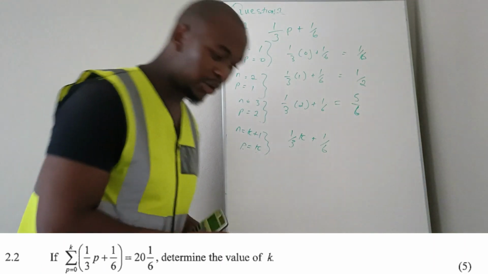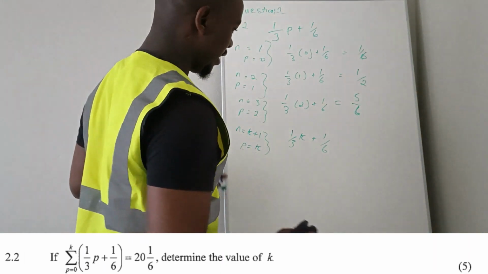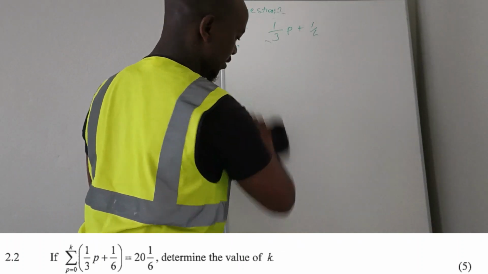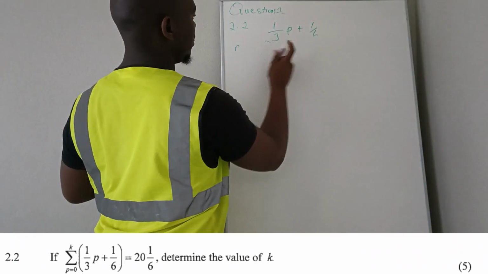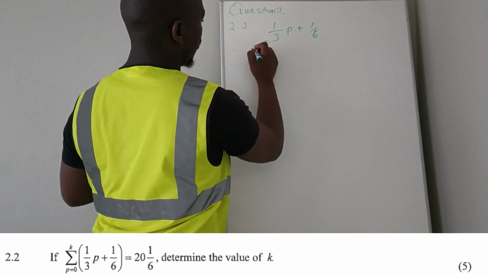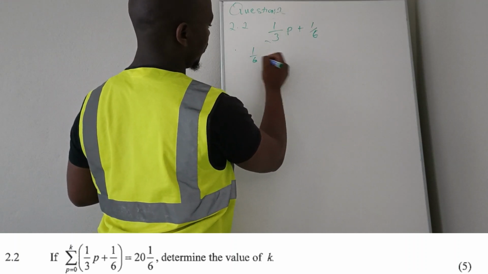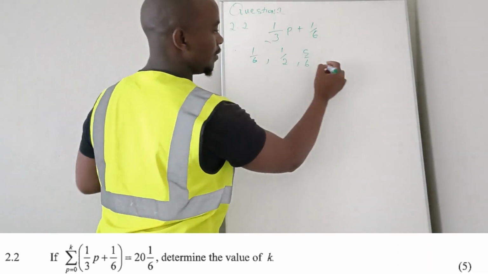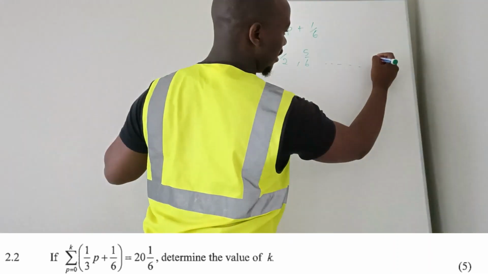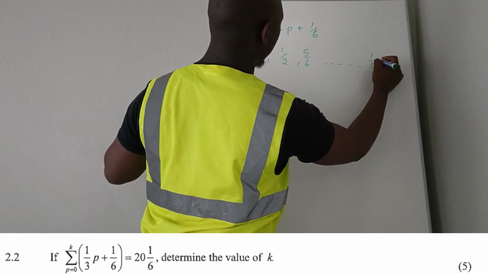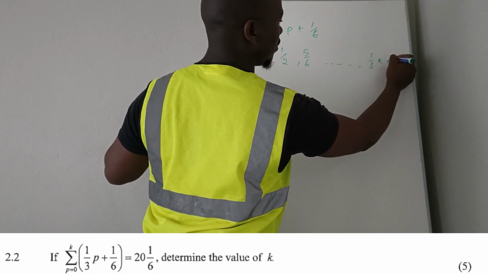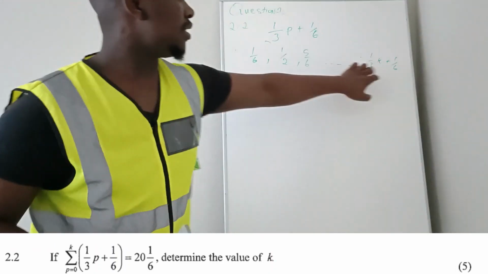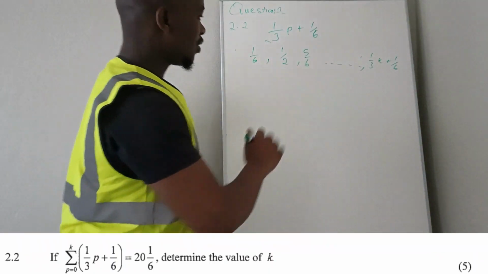Alright, so we already have this sequence and it's like this: 1 over 6, 1 over 2, 5 over 6. And it goes on and on up until what? 1 over 3 k plus 1 over 6. We are summing this up until that value. So a sum.